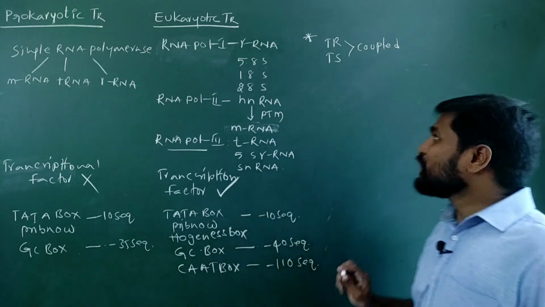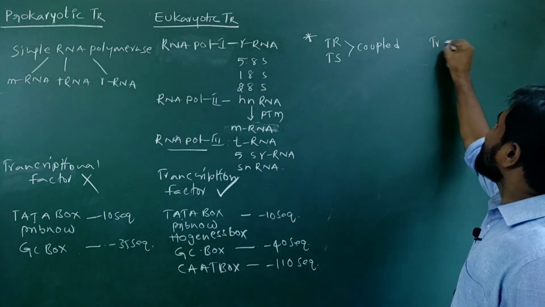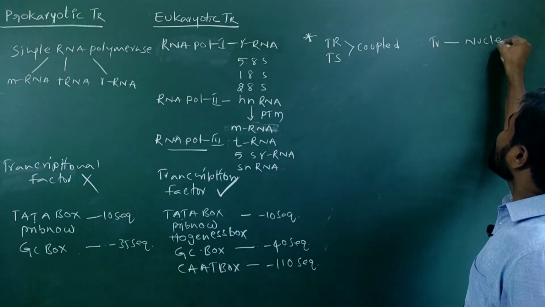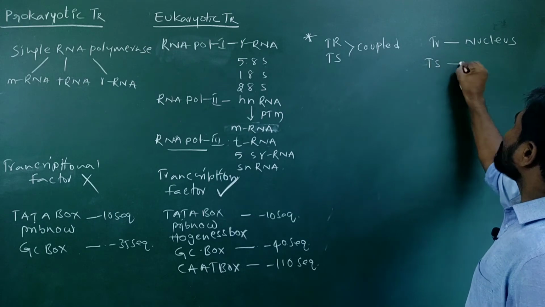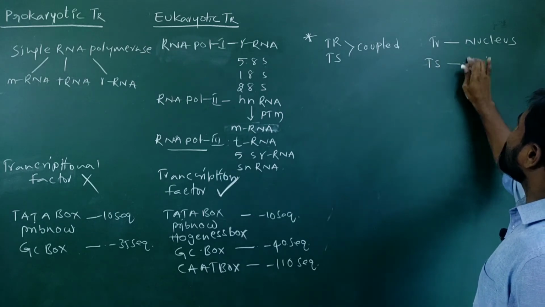But if we come to eukaryotes, transcription occurs in the nucleus and the translation process occurs in the cytoplasm.